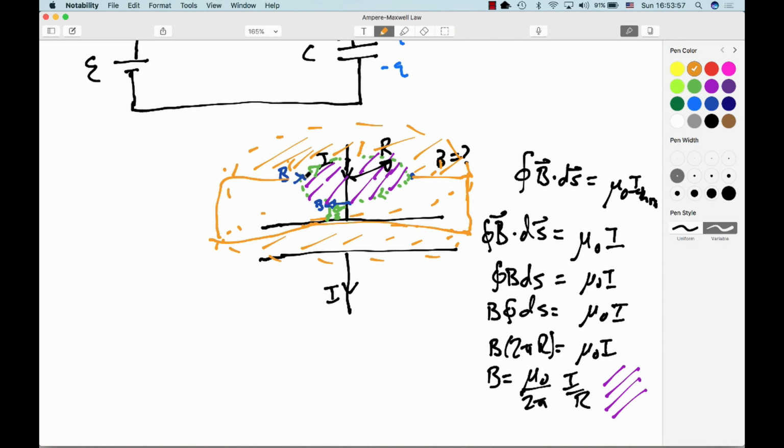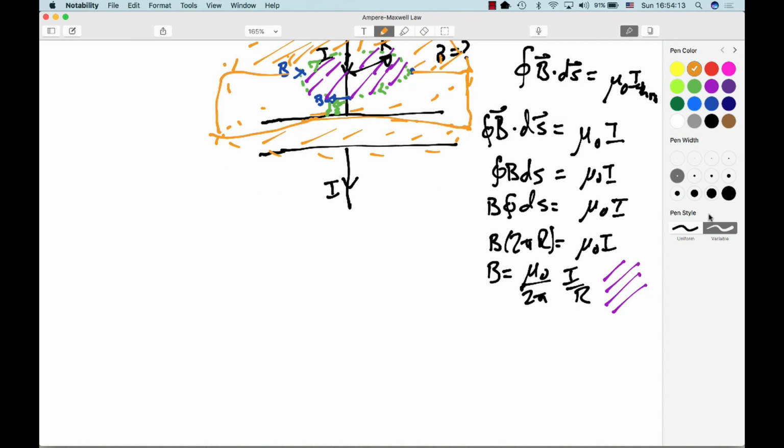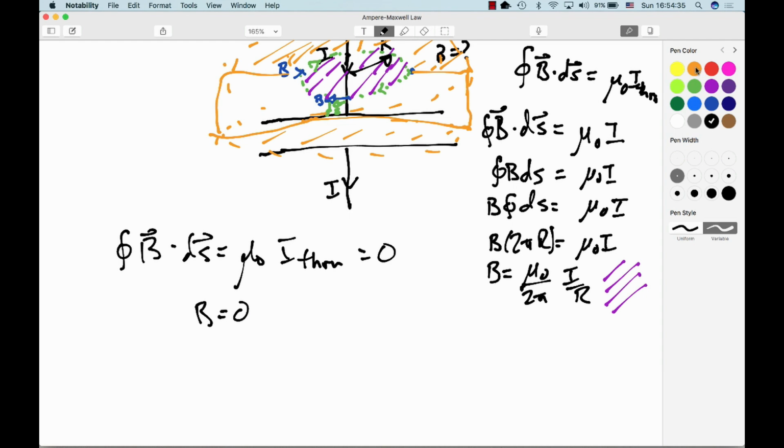Okay, now the key trick here is no current's going through the surface here, and also no current is going through the surface here between the plates, right? Because we're in normal operation, we're not arcing. So if we start over here again, we'll say, okay, integral B dot ds equals mu naught times I through. Here, I through is just plain 0. So we get that B is equal to 0. And that's what we would conclude using Ampere's law on the orange path.